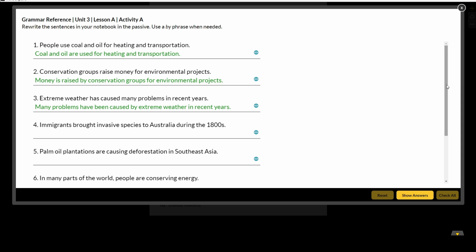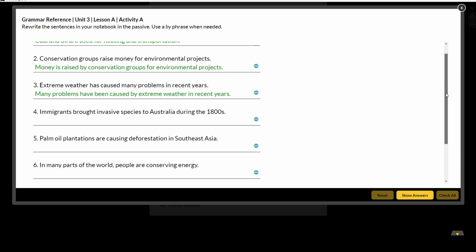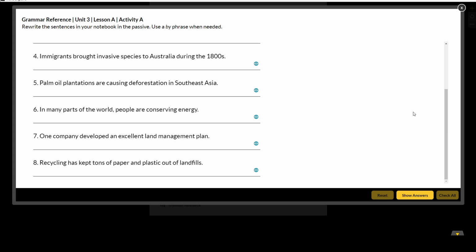I am going to scroll down now, so if you need to pause the video to make any notes, do that now. All right, I'm going to scroll for the rest of this. Immigrants brought invasive species to Australia during the 1800s. Invasive species were brought to Australia by immigrants during the 1800s. You would not be wrong if you wrote, invasive species were brought to Australia during the 1800s.